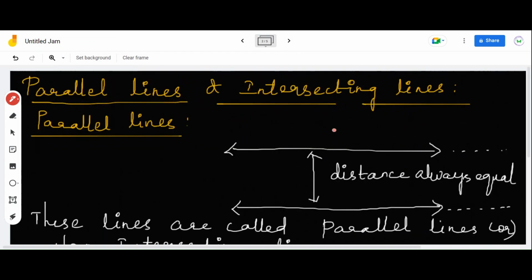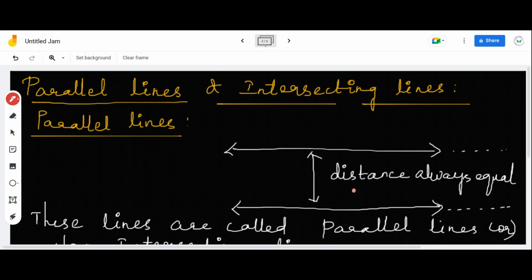And the next definition is very important: parallel lines and intersecting lines. So what do you mean by parallel lines? When do you say the lines are parallel? Take two straight lines, and these two lines are placed parallel.